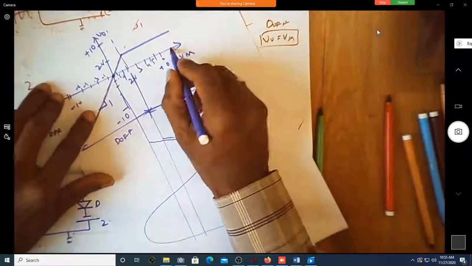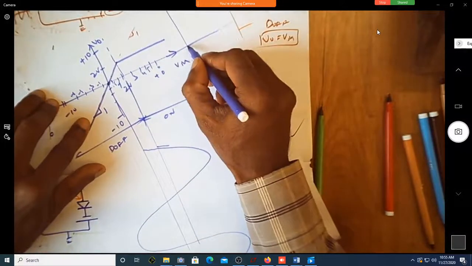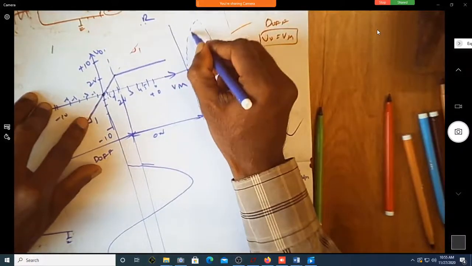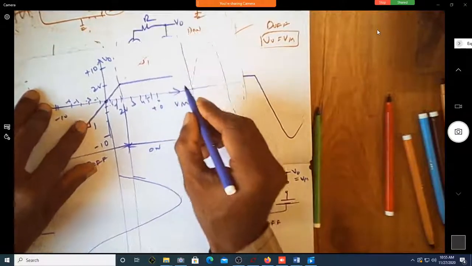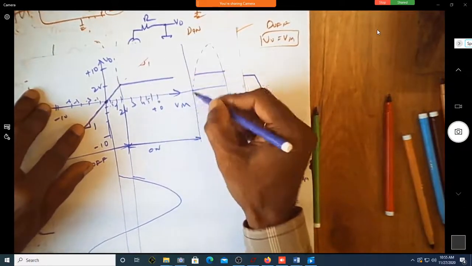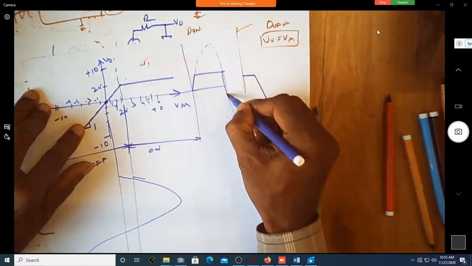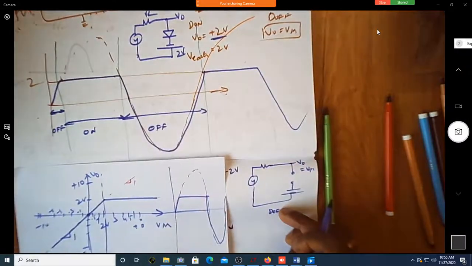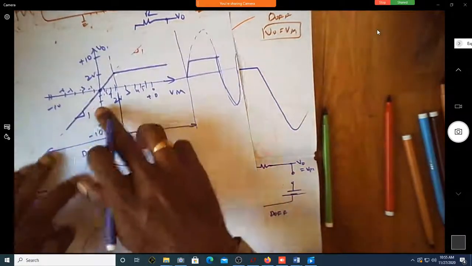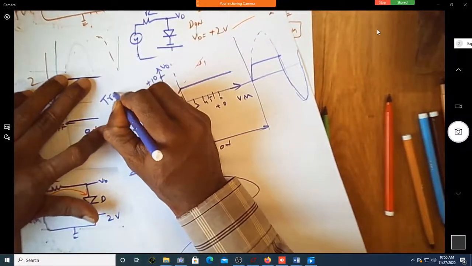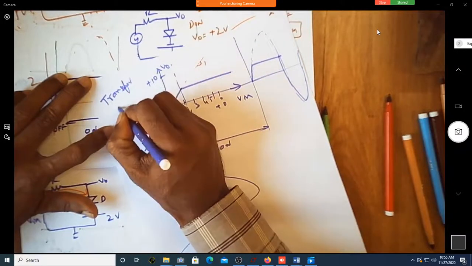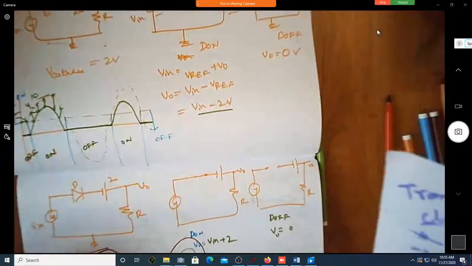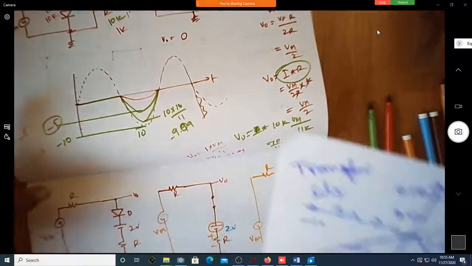If you want to plot it on this output side, this is my reference. Anything above 2, what is the output voltage? 2 volts, sir. Anything less than 2, it is following. Can you see? Is it same as this over here? Yes, sir. So this is called the transfer characteristics. Shall we do the same thing for the last problem? Yes, sir. We can.